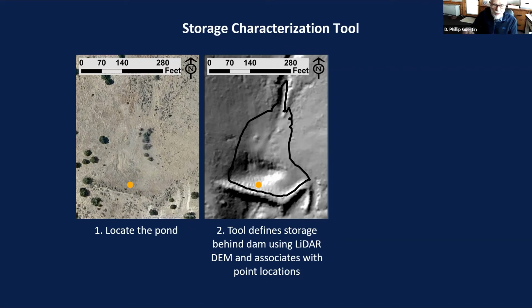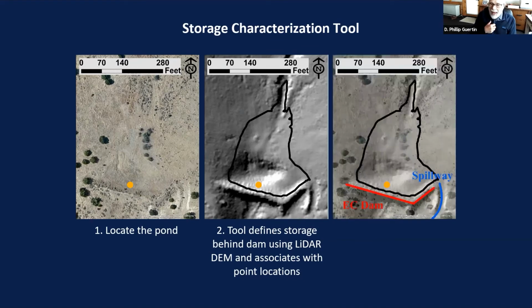You can actually see it there on the LiDAR. What was the volume at a given stage behind this structure? And what is the depth to volume relationship behind this structure? In many cases, we can see the spillway. In this case, it's over on the right-hand side. And we can get a depth and a width of that spillway. And so we can model the discharge rate. So we can get a depth to discharge relationship.